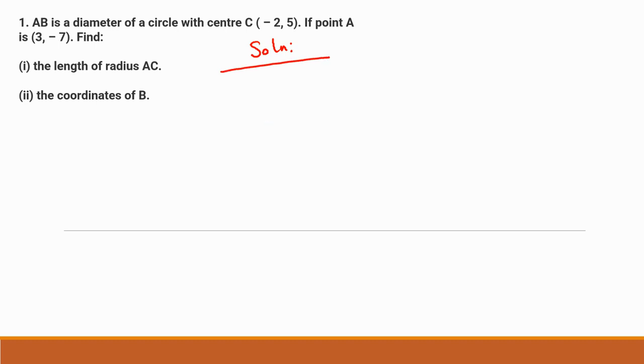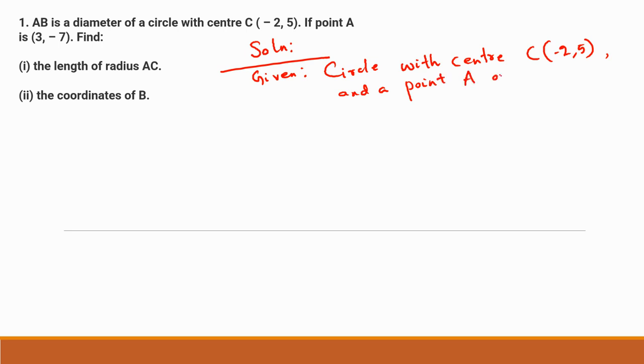AB is the diameter of a circle with center C. If point A is 3 comma minus 7, find... Given a circle with center C minus 2 comma 5, and a point A, 3 comma minus 7, on the circle. This is given to you.